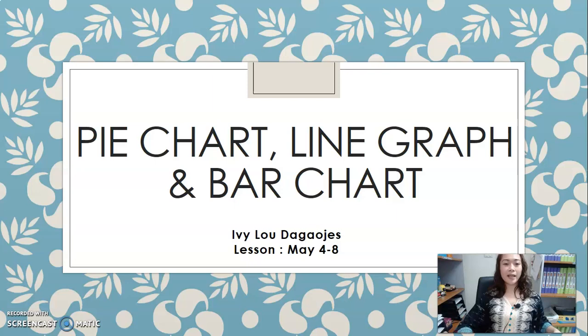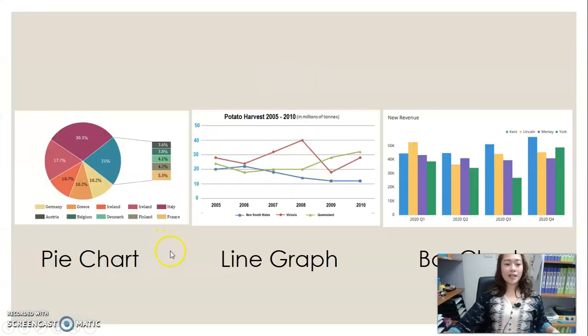So we will be learning how to create these three different charts and graphs in Microsoft Excel, and we will learn what are the parts of each graph. So this is how each graph looks like. This is a pie chart, a line graph, and a bar chart.